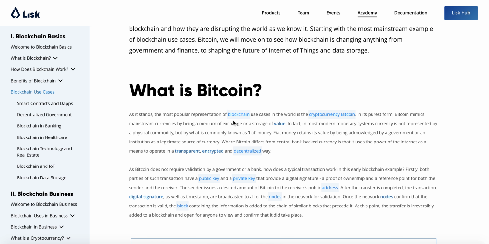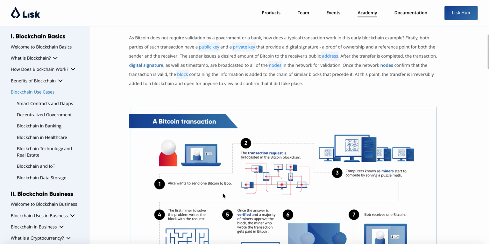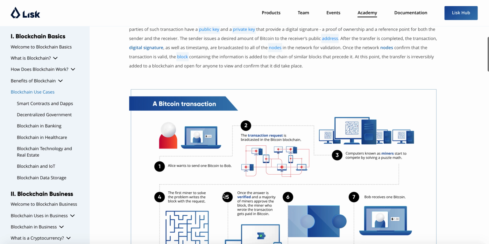So, we talked about how Bitcoin doesn't require validation by a government or a bank. So a typical transaction goes through a much different process. We've talked about public and private keys. If you haven't had a chance, go back and look at the other videos as we move forward. I want you to have a good solid understanding of what we're talking about moving into the academy.